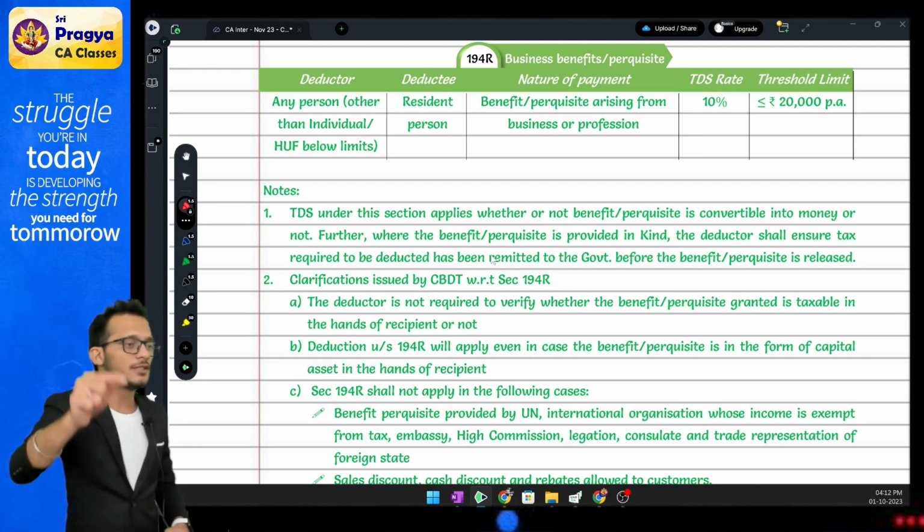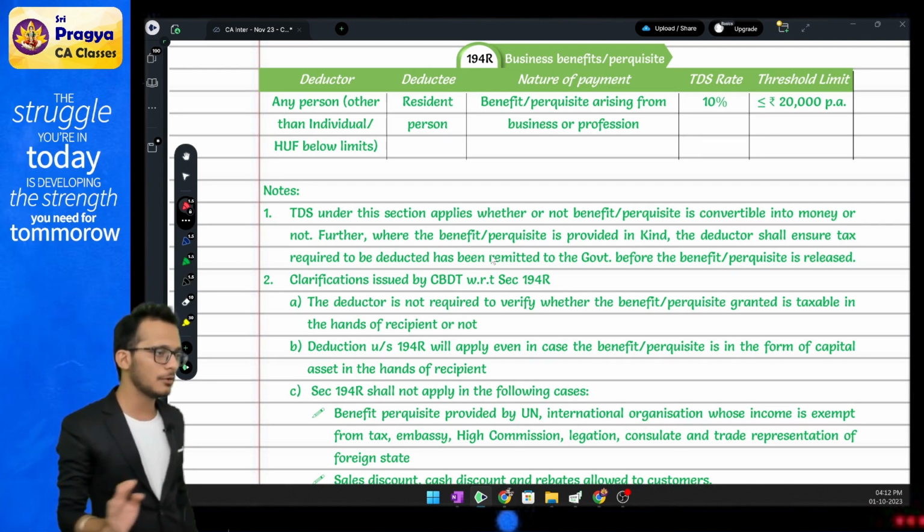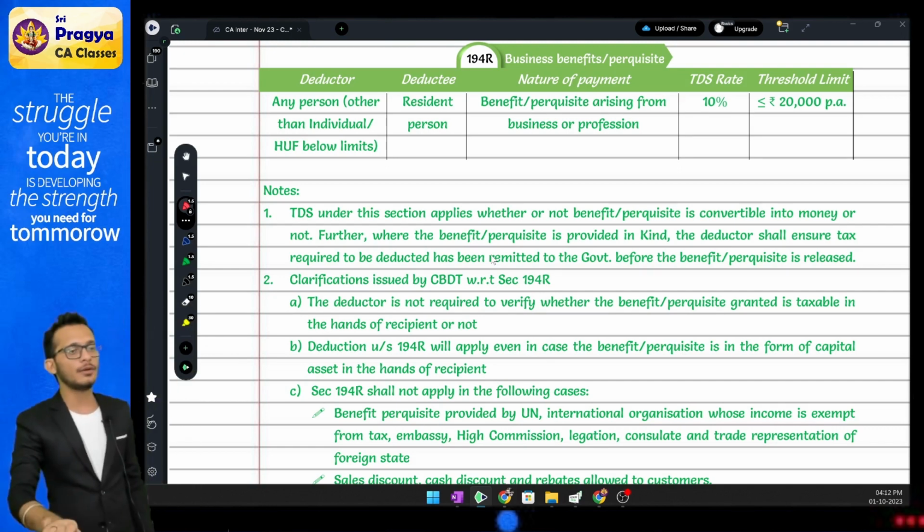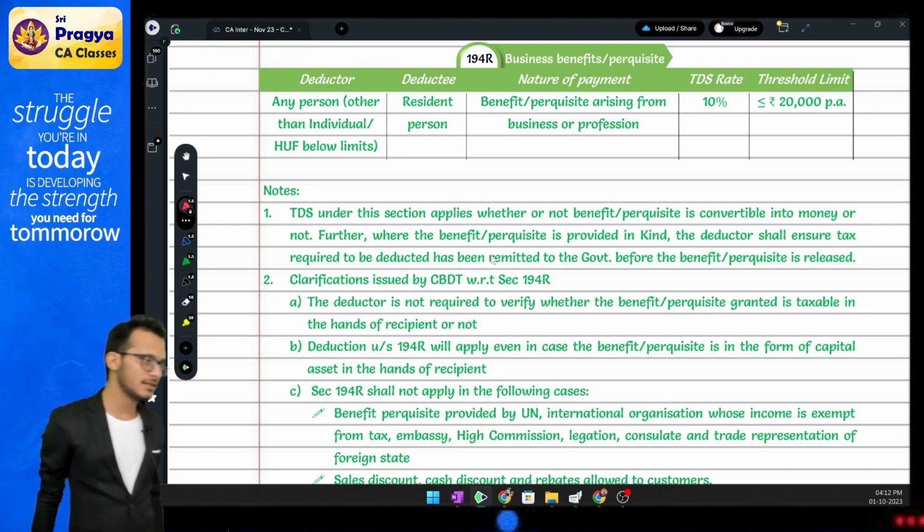The same provision is there in winnings also, where if you are going to discharge someone's winnings in kind, you have to collect the money from him, then only discharge it.